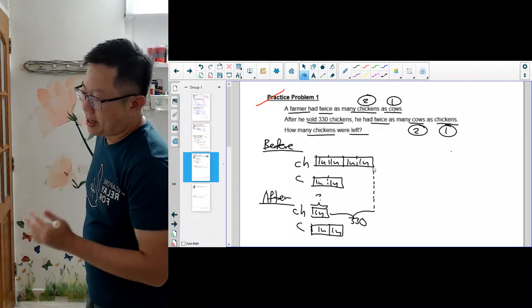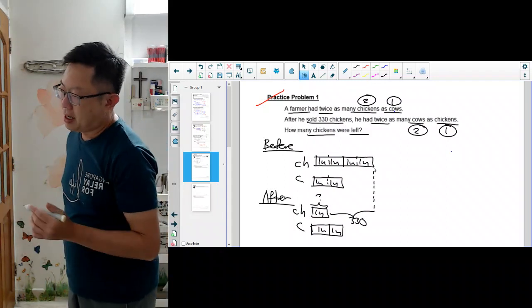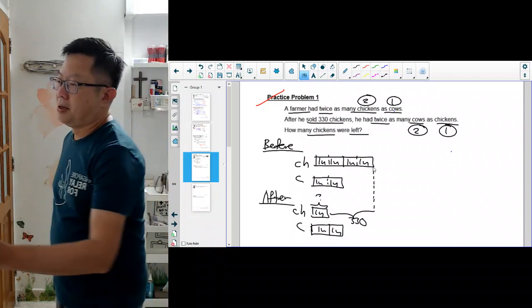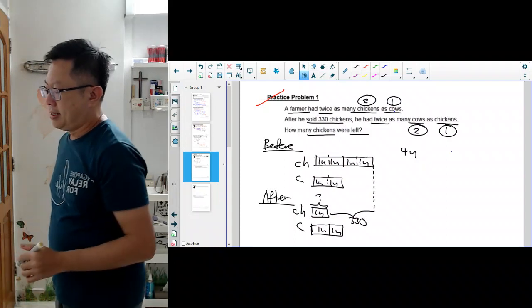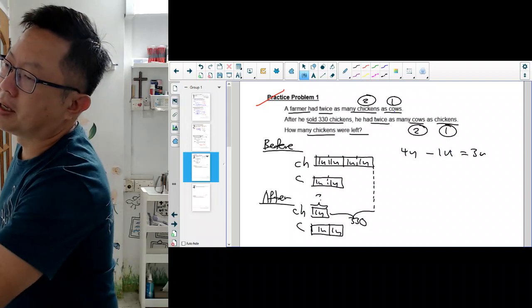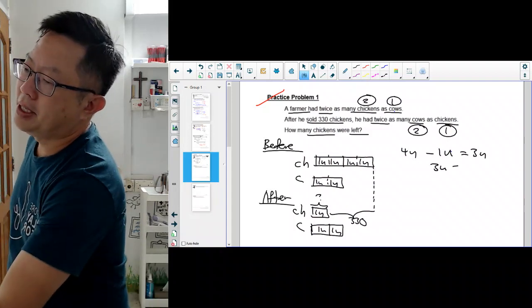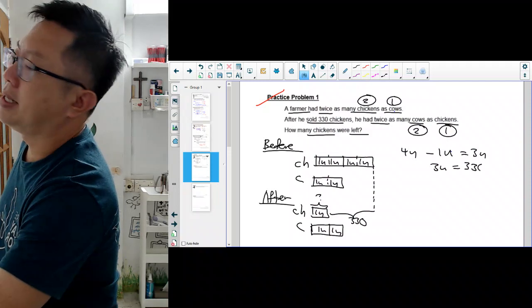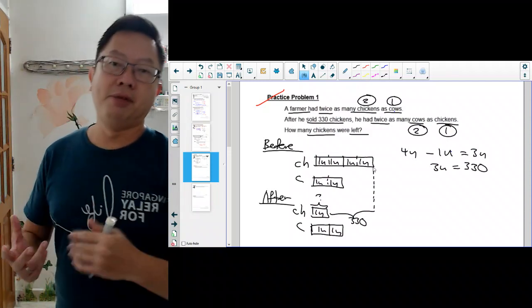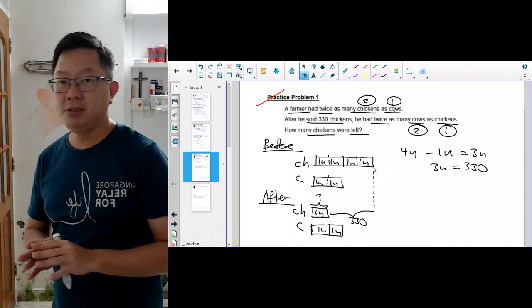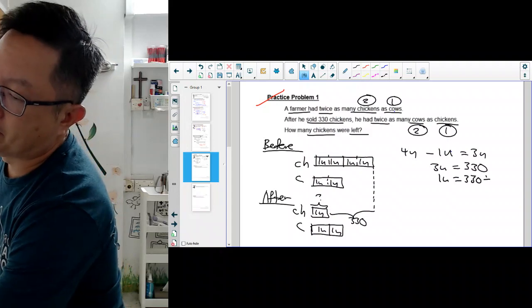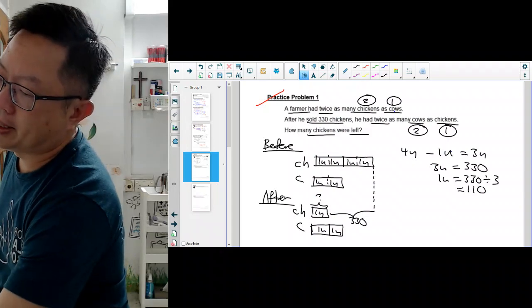Okay, then you compare the before and after, and how many units are chickens, or how many units are 330. You have 4 units of chicken at first, and now you have 1 unit of chicken left, so you must have sold 3 units of chickens. And the 3 units of chicken will be 330 chickens. So you need a connection between the model and the information in the problem. Then 3 units is 330, and you divide by 3, so you get 110, which is 1 unit.